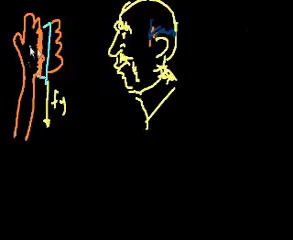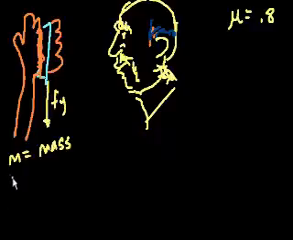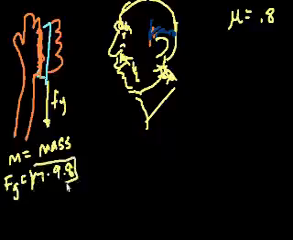Well, we know the coefficient of friction. You don't know this, but I know that the coefficient of friction between my hand and the pie is equal to 0.8. So given that, how fast do I have to accelerate it? Well, let's see what's happening. We have the force of gravity pulling down. Let's say that the mass of the pie is m. So what is the force of gravity pulling down on the pie? The force of gravity is equal to m times 9.8.